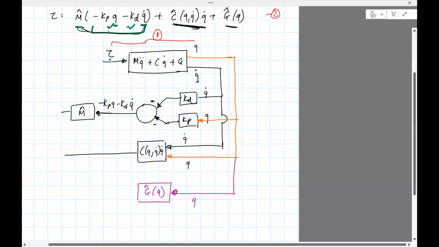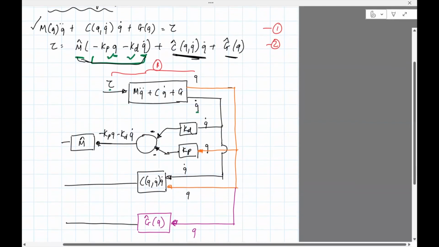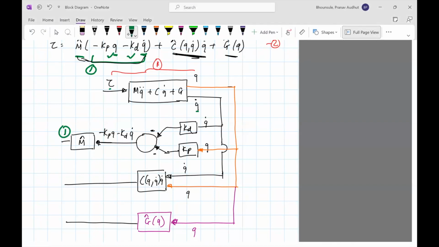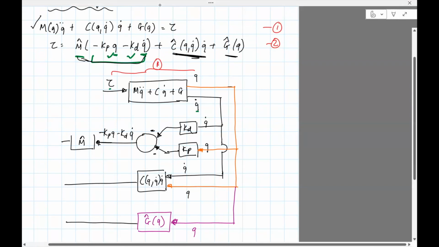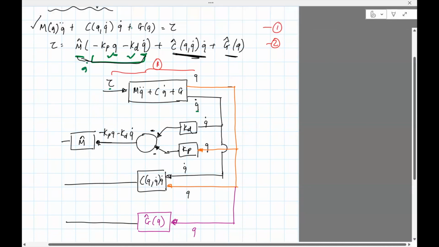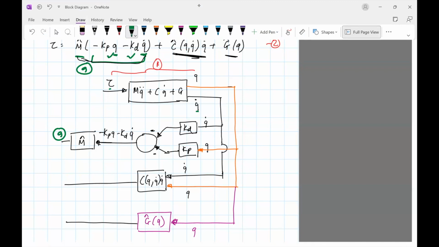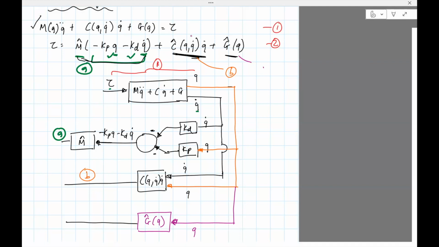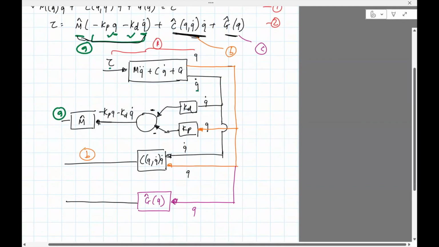Okay, so we have this. We have this. I should use a different symbol because the 1 is taken. Let me use A, B, and C. So let's call this A. So A is coming out here. Then let's call this part B. So B is coming out here. And then let's call this part C. And the C is coming out here.